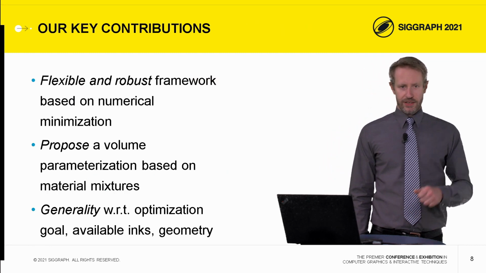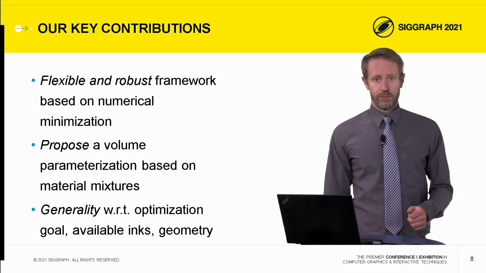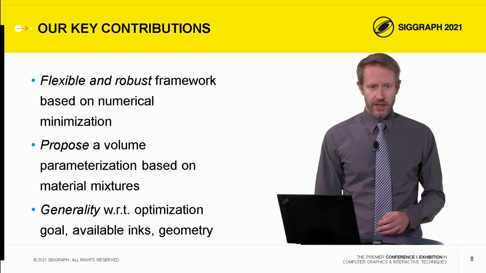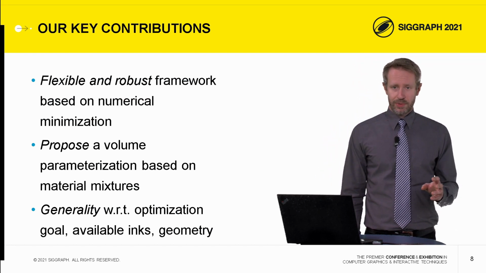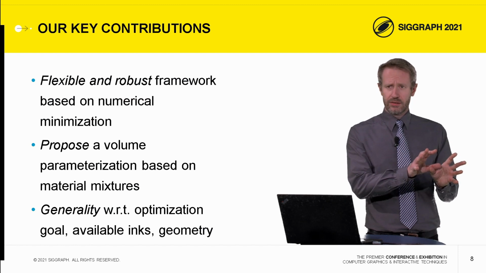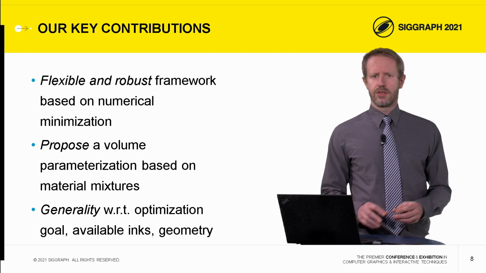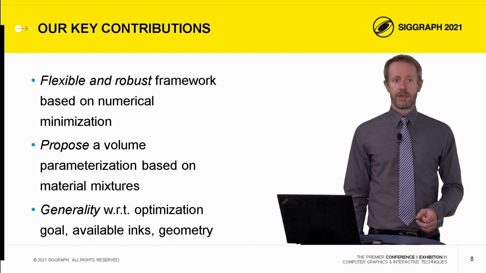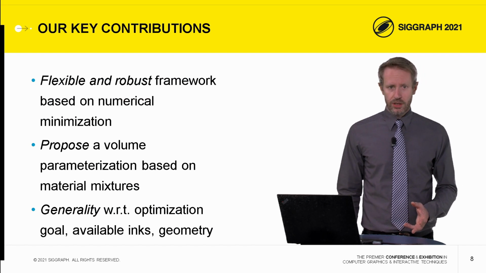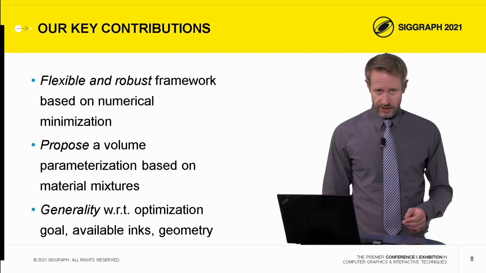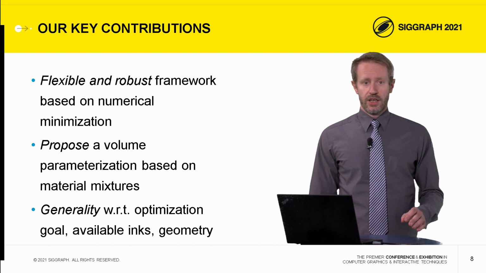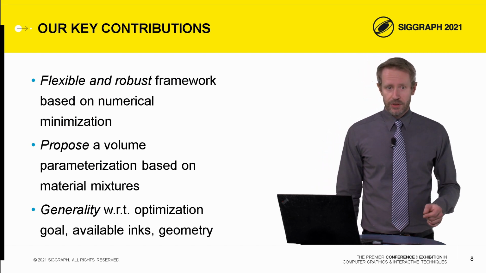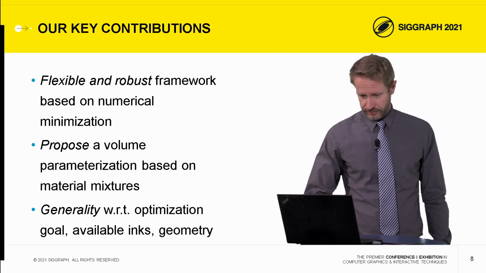First, we present a flexible and robust framework for PolyJet 3D print optimization based on a numerical method. This allows us to integrate aspects that previously required specialized solutions into one consistent framework. Second, we propose a volume parameterization based on material mixtures that enables global optimization and easily adapts to arbitrary material sets. And finally, we show generality of our pipeline with respect to the optimization goal, to the available printing materials, and the geometry of the object.